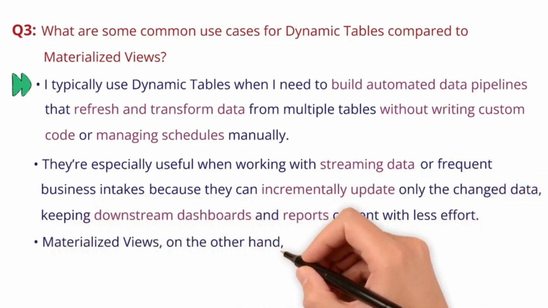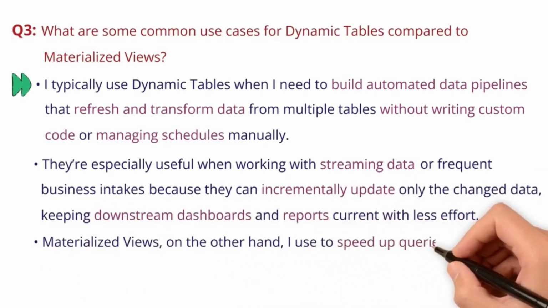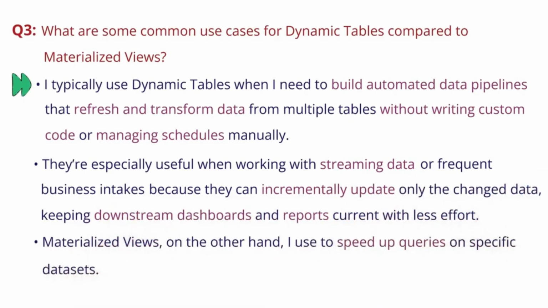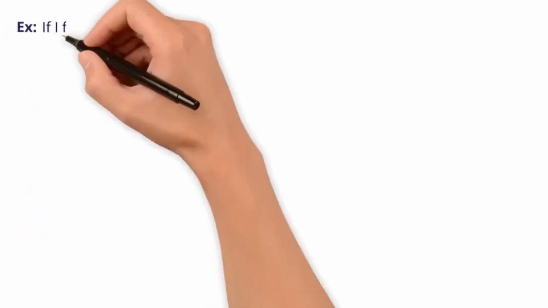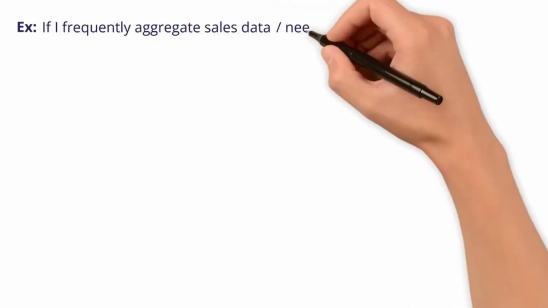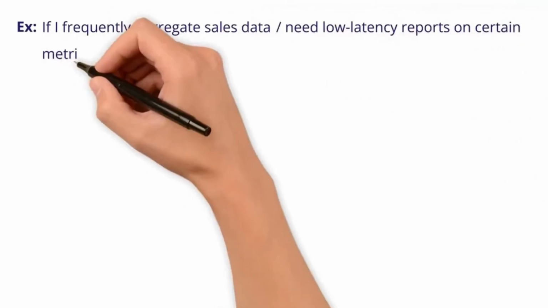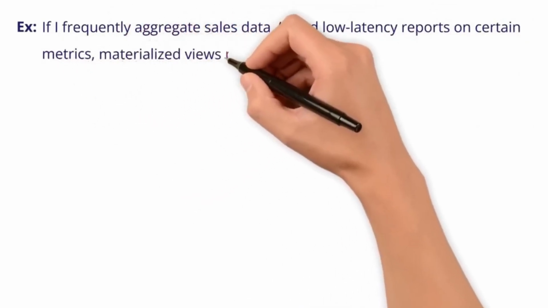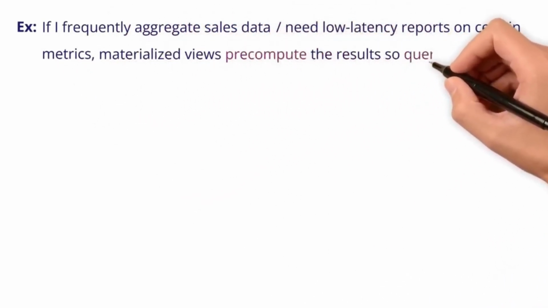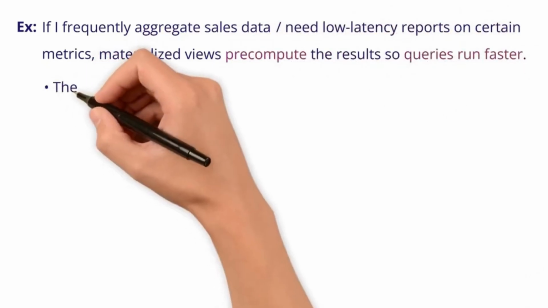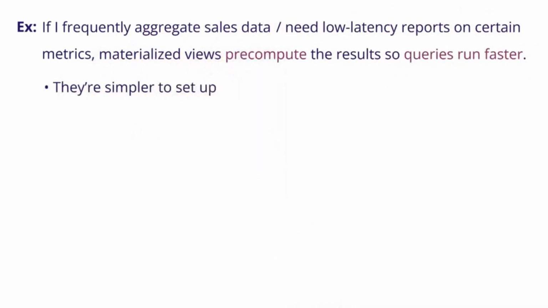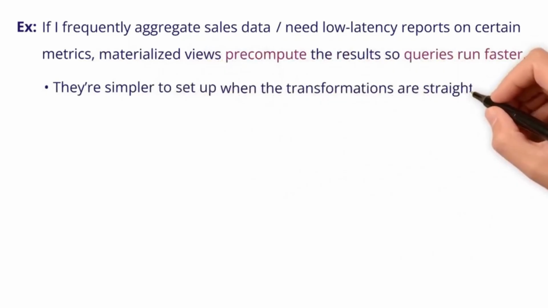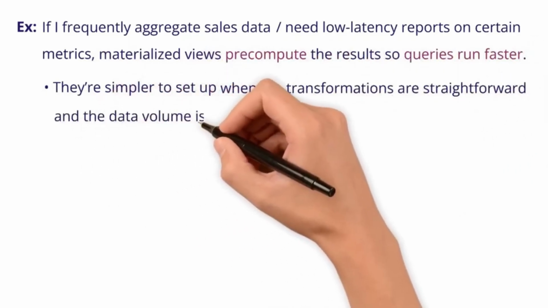Materialized views, on the other hand, are used to speed up queries on specific datasets. For example, if I frequently aggregate sales data or need low latency reports on certain metrics, materialized views pre-compute the result so queries run faster. They are simpler to set up when the transformations are straightforward and the data volume is manageable.